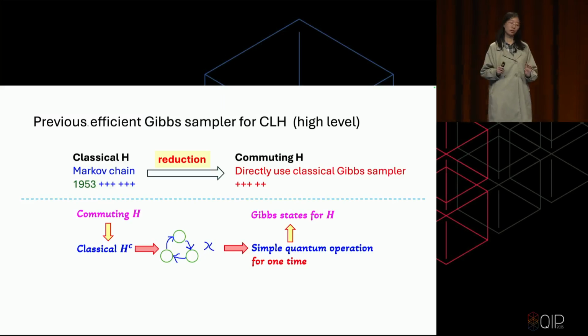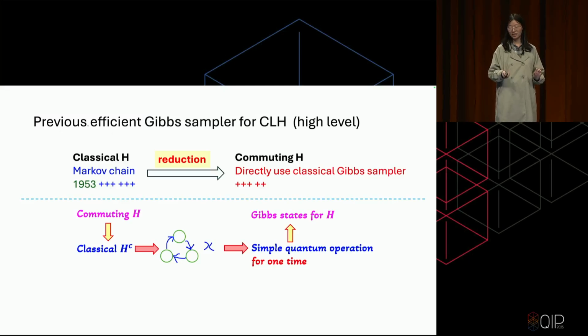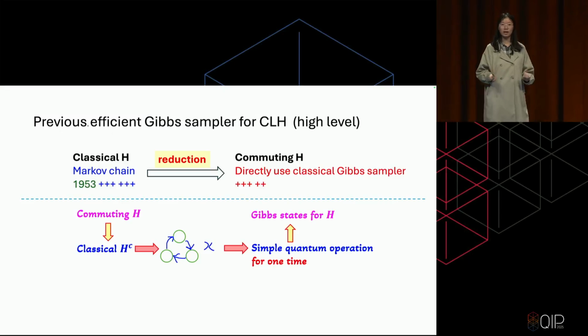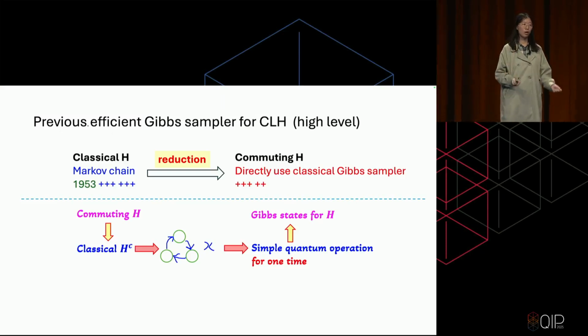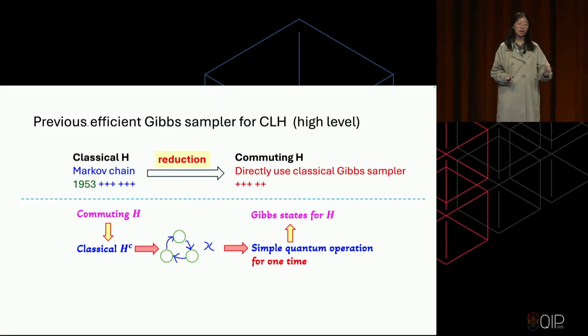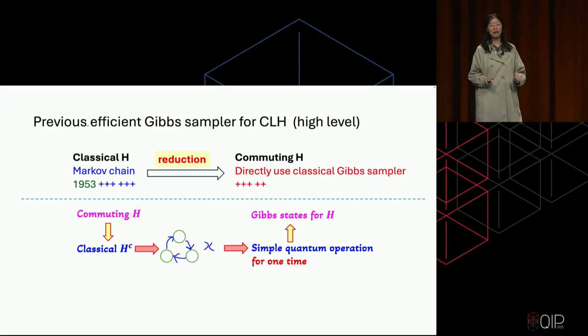One thing I want to emphasize is the red sentence I wrote after the simple quantum operation. It's for one time. We only do the quantum operation one time, different from a quantum Markov chain where you apply a quantum channel again and again, similar to a rounding Markov chain. So here we only do the quantum operation once. All the Markov chain process, or all of the iteration, happens in the Gibbs sampling for the classical Hamiltonian.